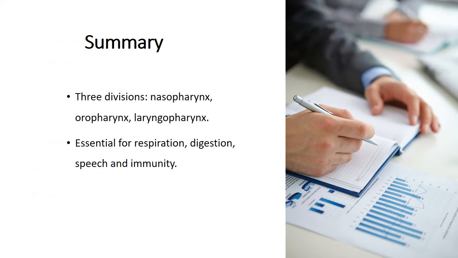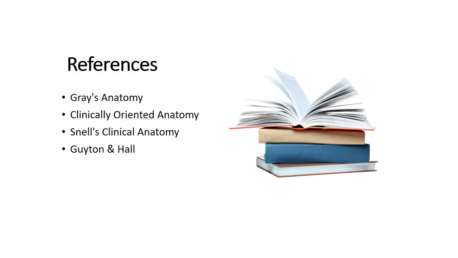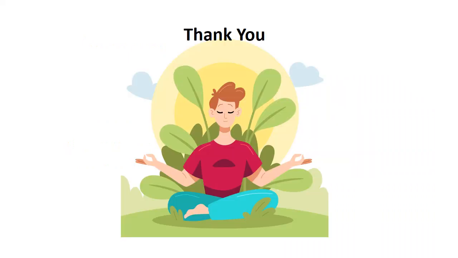Let's quickly review. The pharynx is a fibromuscular tube shared by the respiratory and digestive systems. It consists of three anatomical divisions: the nasopharynx, oropharynx, and laryngopharynx. Its coordinated muscles, blood supply, nerves, and lymphatics allow it to perform essential functions in breathing, swallowing, speech, and immunity. Mastering these concepts provides a strong foundation for understanding head and neck anatomy as well as many clinical disorders.